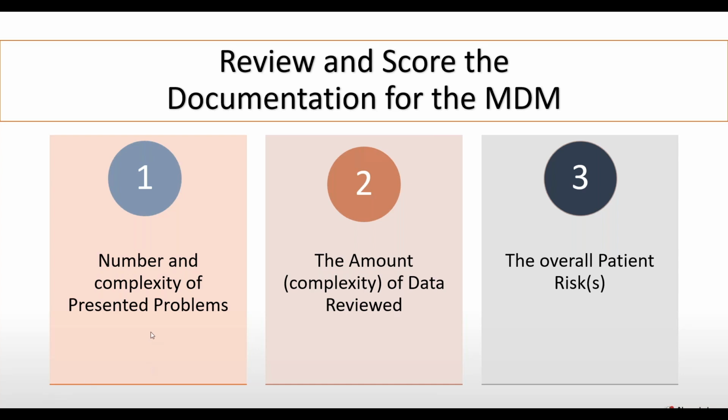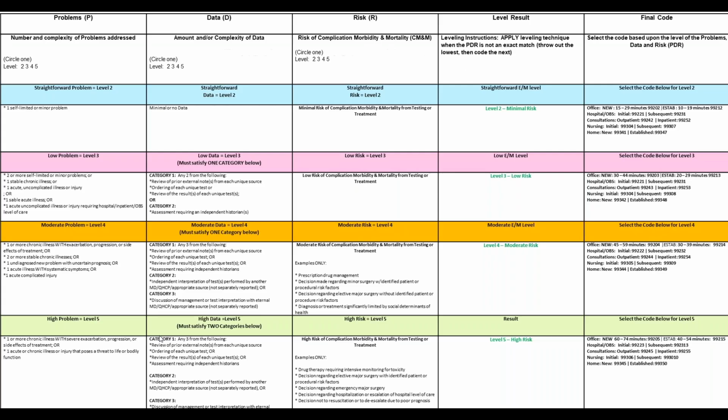So what is PDR standing for? P is for problems, the number of problems and complexity of the presented problems. And D stands for data, the amount or complexity of the data that has been reviewed by the doctor. And R stands for the overall risk. Yes, R stands for risk, and that's our PDR chart.